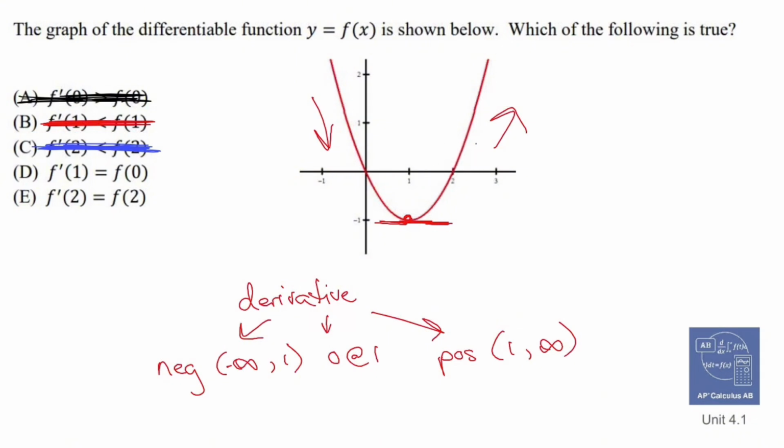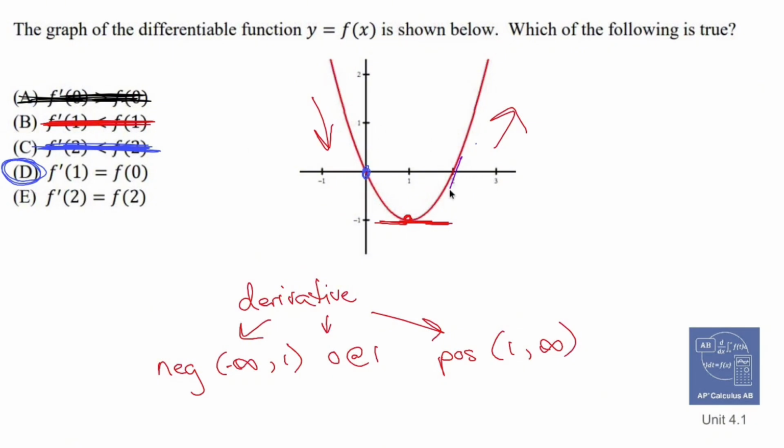F prime of 1 is going to be the derivative at 1, which is 0. 0 is equal to f of 0, which is true. F of 0 is 0, and the derivative at 1 is also 0. D is true. Now, I'm assuming we're maybe just finding 1. Maybe this is one of those select all that apply. I could be wrong. Let's just keep going.